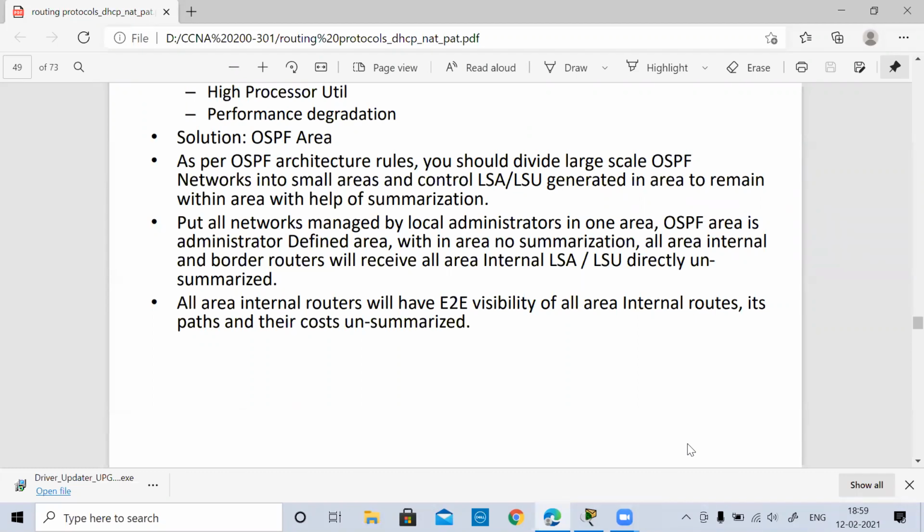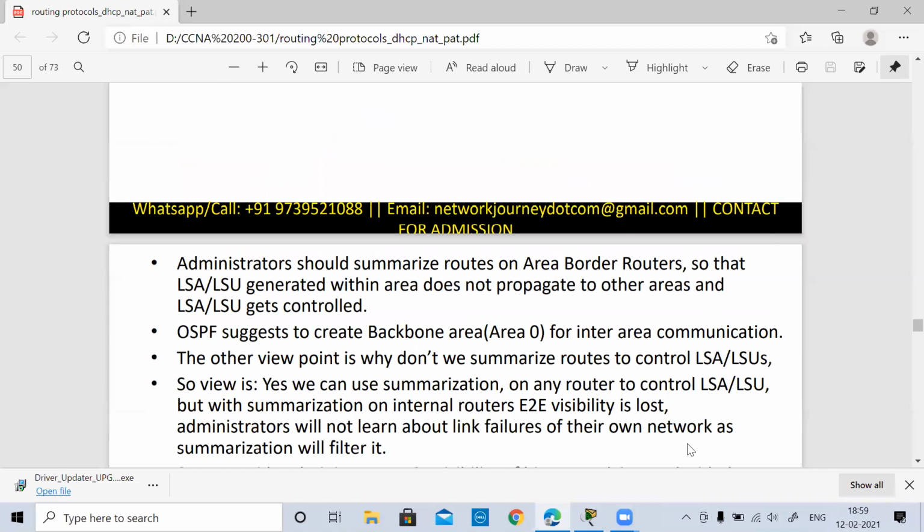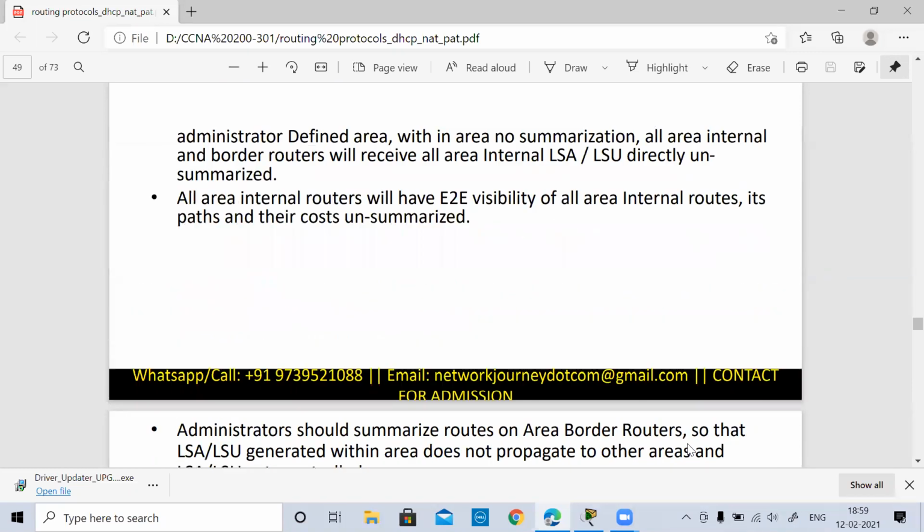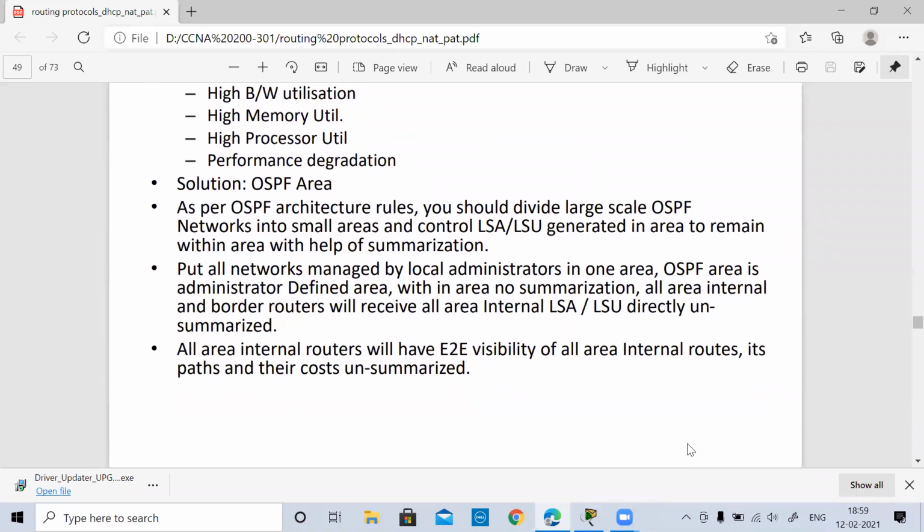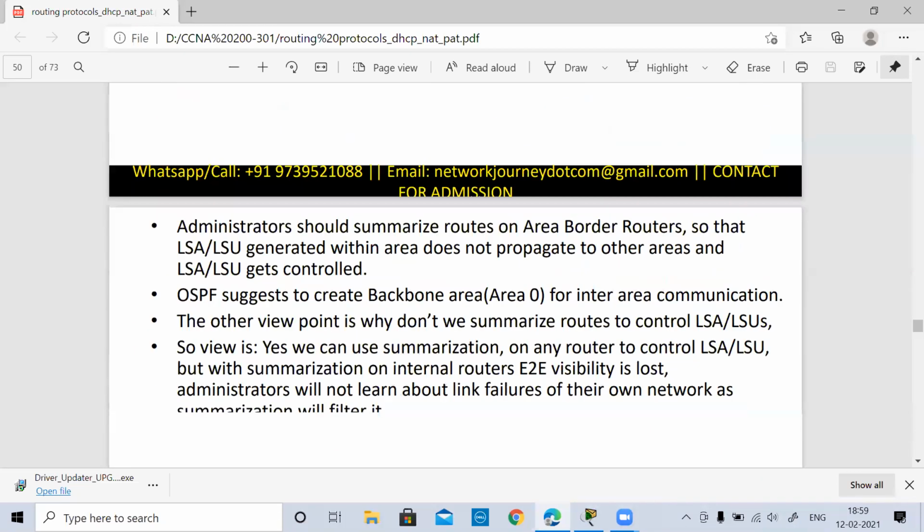The meaning is that you are not hiding the visibility within the area. You're hiding the visibility of outside the area. In terms of that, this will help you in forwarding your packets. Then you will have a question: ma'am, if the internal routers are going to have visibility inside the area but not outside the area, and we have to communicate with some other area's routers or forward some information, then how do we do that? For that we have the backbone.